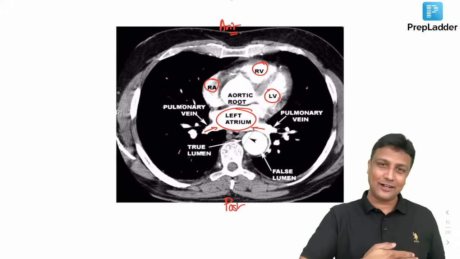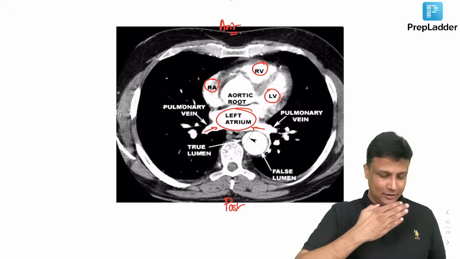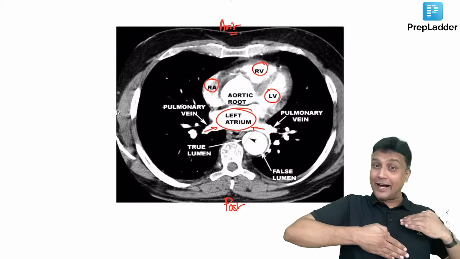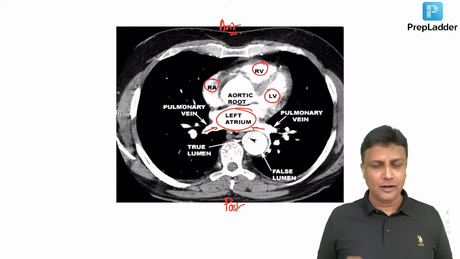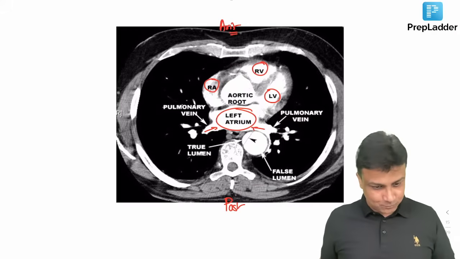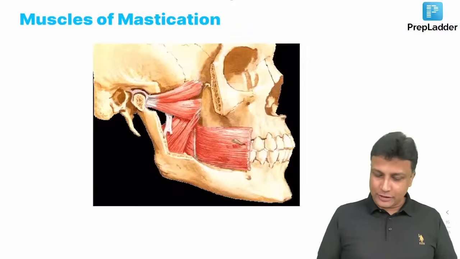Our heart is located like a fallen cone. So if it is located like this, you'll be able to appreciate the right atrium, below it the right ventricle, and behind that there'll be the left atrium and left ventricle. I hope you'll be easily able to identify this. Take it. Next, moving on to the next image.